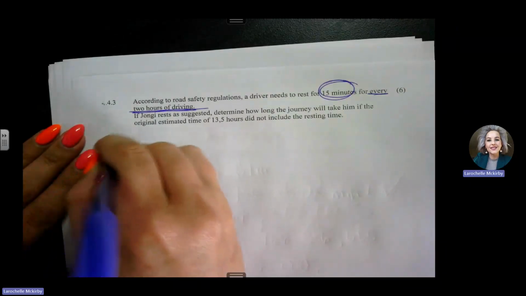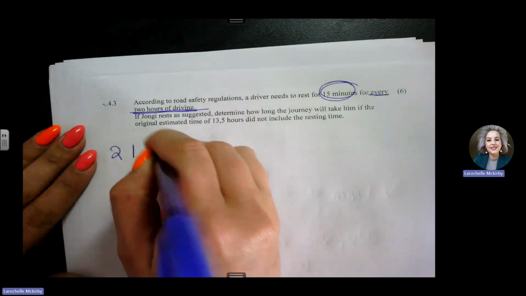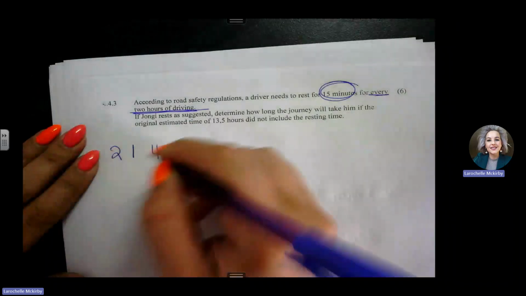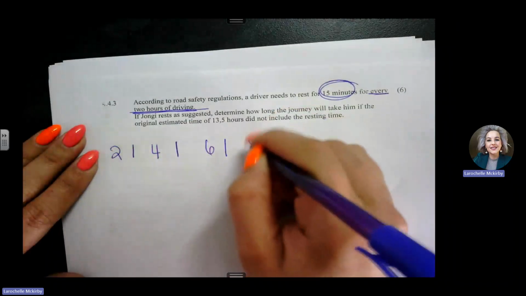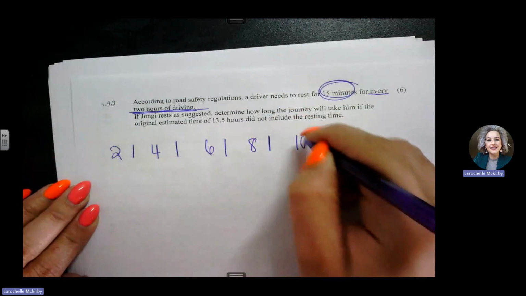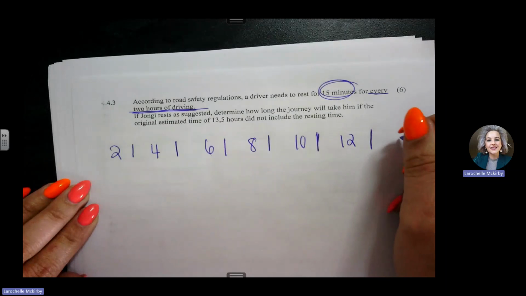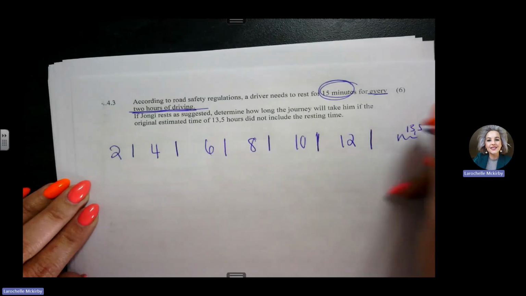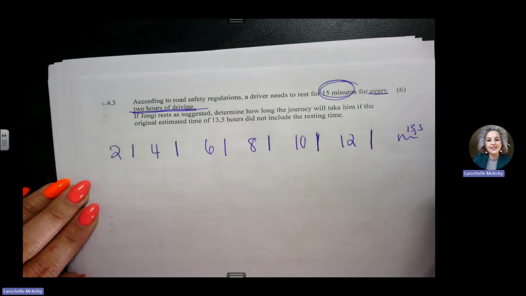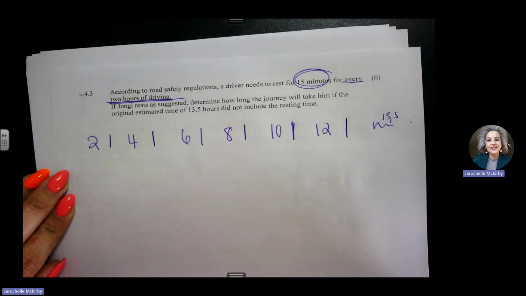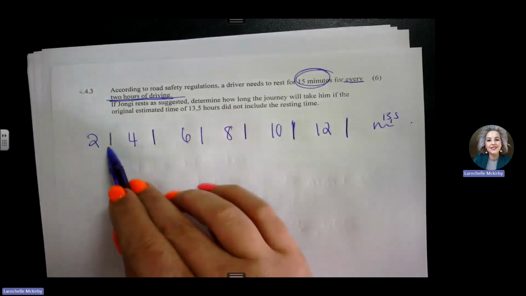So it means 2 hours gone, rest. 4 hours gone, rest. 2, 4, 6, rest. 8, rest. 10, rest. 12, rest again. And then the 13.5 will happen, and then he didn't need to rest again because that wasn't a full 2 hours, and he is at his destination then. So how many times will he have rested? 1, 2, 3, 4, 5, 6 times. So let's prove it mathematically.